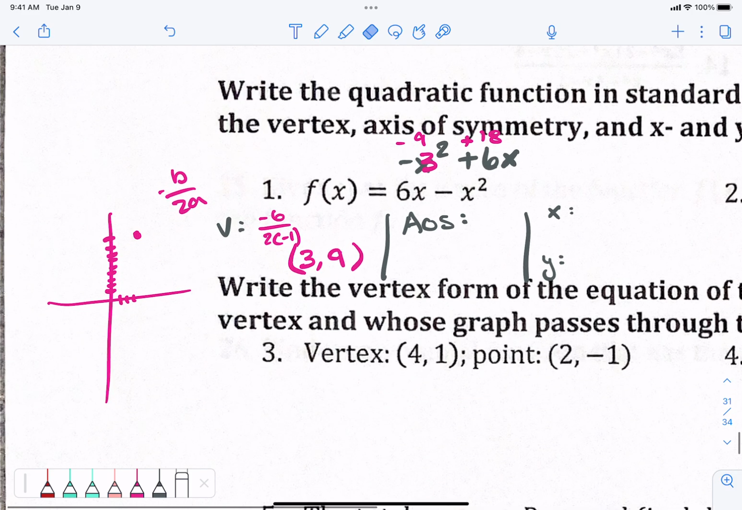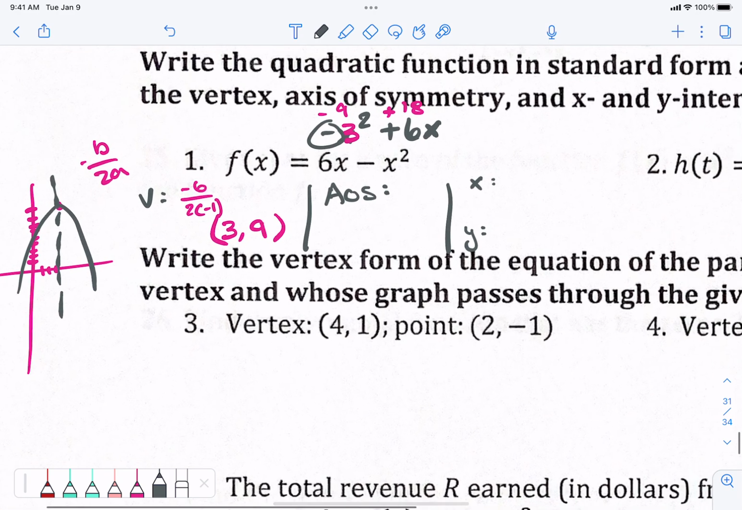All right, so 3 comma 9, and this parabola is facing down because it's a negative x squared. The axis of symmetry always goes through that x coordinate, so the AOS will be x equals 3. Okay, the x-intercepts: we plug 0 in for y. So I have 0 equals negative x squared plus 6x.